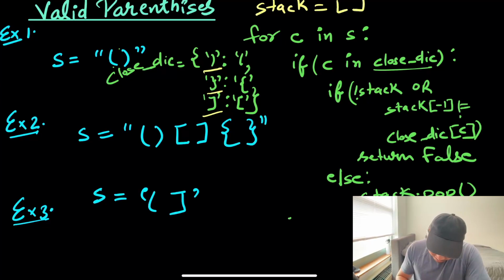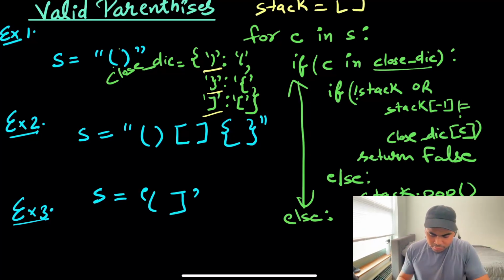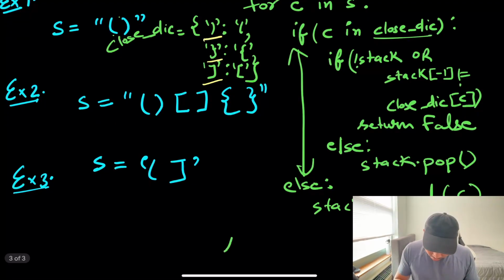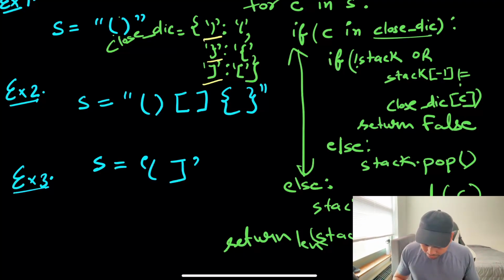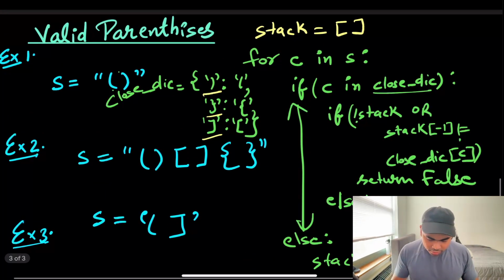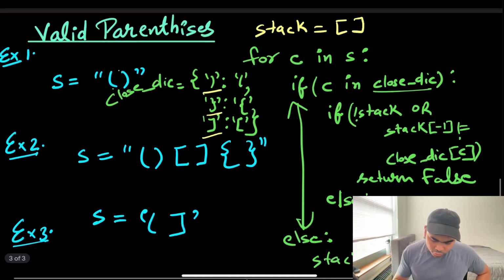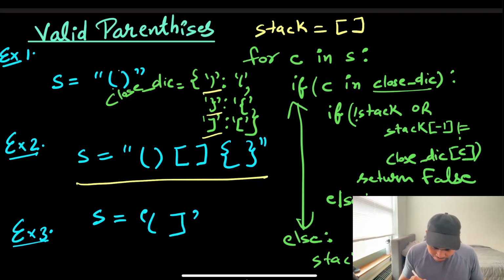Now the else case for this particular check: if it wasn't a closing bracket, that means whatever character I'm seeing is an opening bracket, so I'll just append it to my stack. So stack dot append C. Now we come out of this loop, and finally I want to return whether the length of the stack is equal to 0, because at the end, for every close bracket that I saw, I must have seen an opening bracket. So every opening bracket that I saw, I appended to my stack.